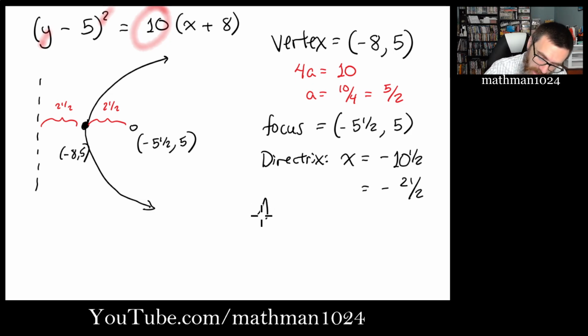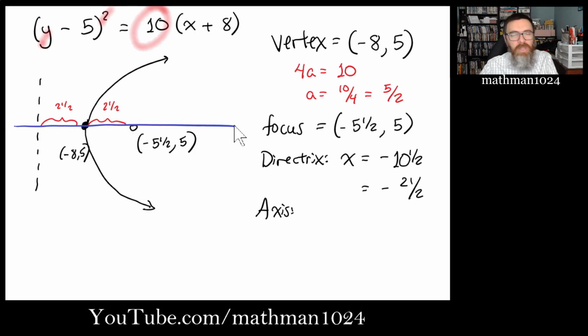All right, and let's find the axis of symmetry. Axis of symmetry is this horizontal line that goes through the vertex, goes through the focus, it's perpendicular to the directrix. So here it's y equals, and the y value that's constant as you go across, y equals 5.